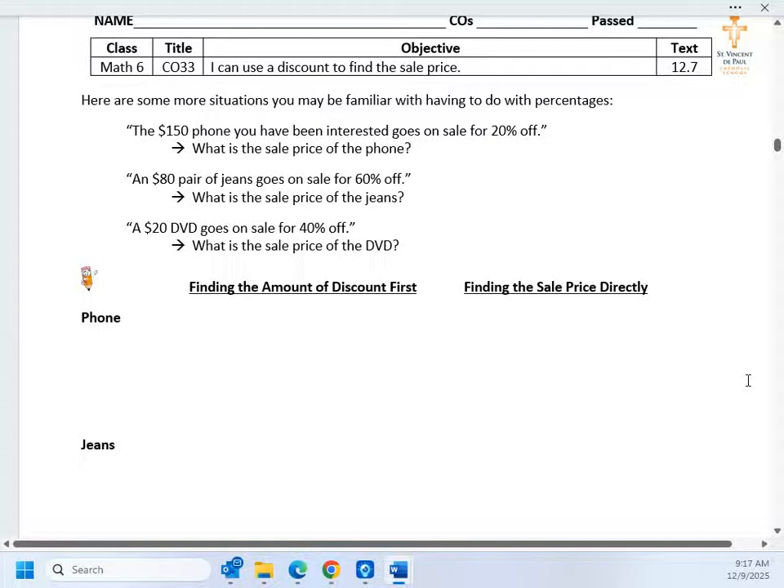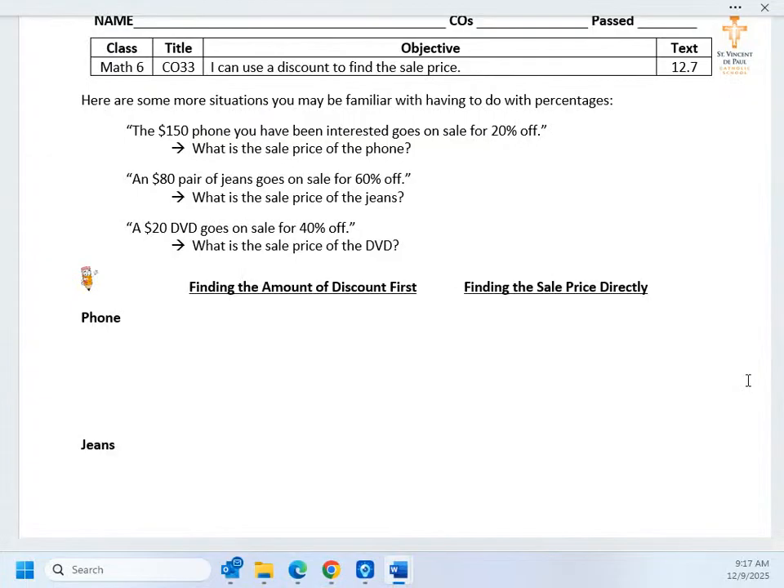Good morning. Today we are continuing on with our percentages, doing CO33. I can use a discount to find the sale price. So if you get a discount of 30% off, what is the sale price going to be?